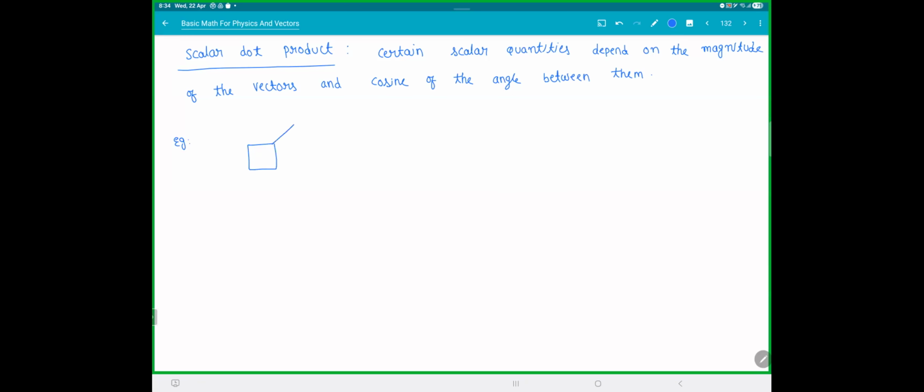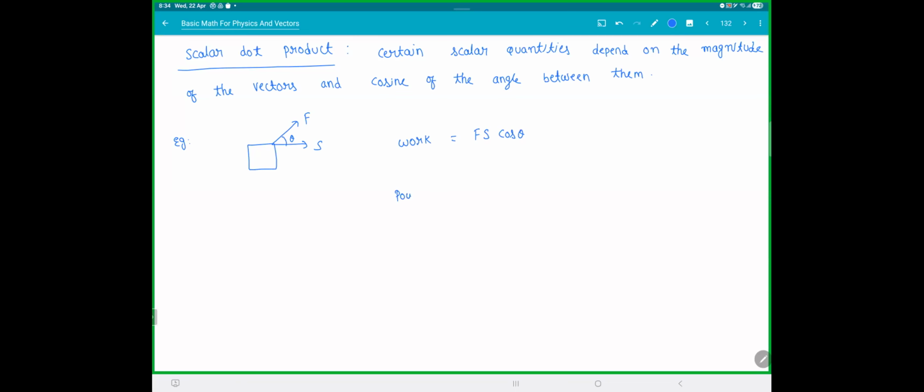Let's say we have a block, and let's say the force is F, the displacement is S, and the angle is theta. Remember the formula in school which you studied? Work equals F S cos theta. Now see, work is a scalar quantity. It depends on force and displacement, their magnitudes, and on the angle between them. And this is not the first time. People have seen multiple quantities like this.